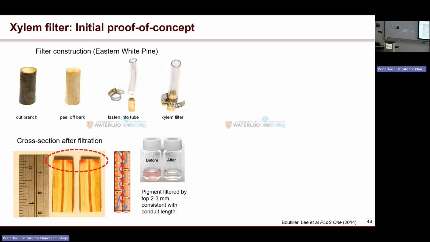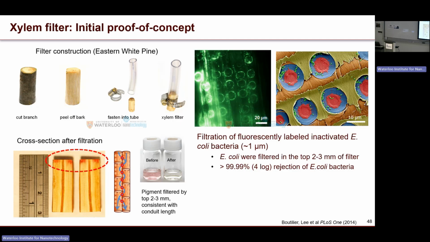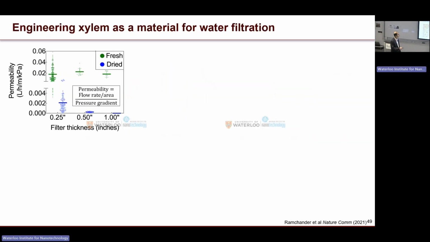And you can see pigment is being captured in the first few millimeters, corresponding to the length of these tubes. So whenever it has to cross through these membranes from one tube to the other, that's when filtration happens. And we are able to show that that's where bacteria, which are fluorescently labeled, get trapped. And we are able to get 99.99% rejection of E. coli in this particular experiment.